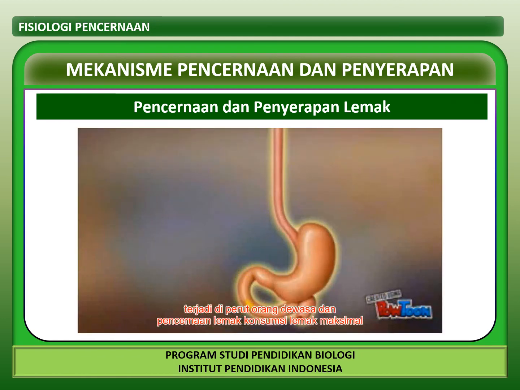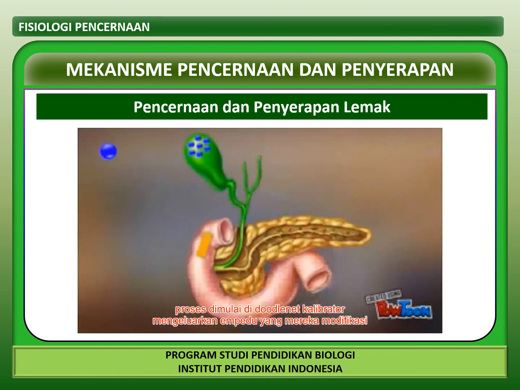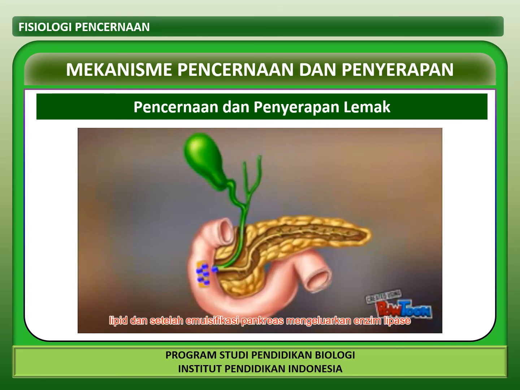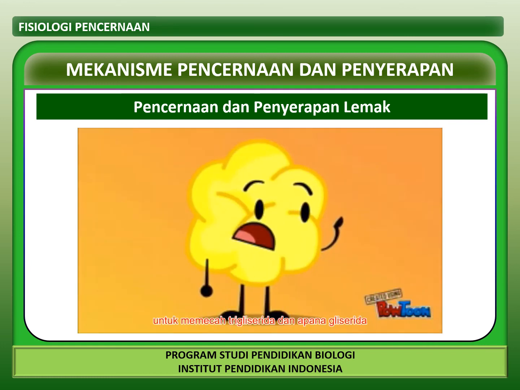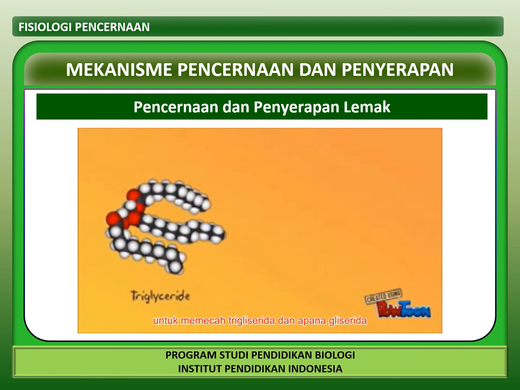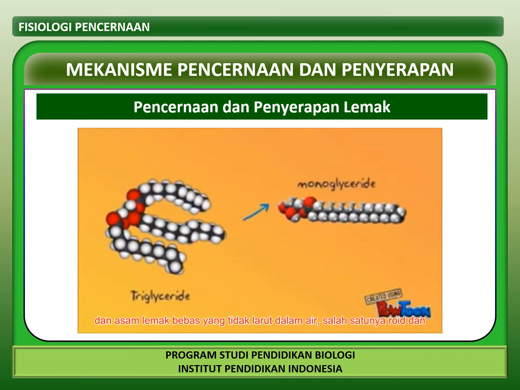The maximal fat digestion process starts in the duodenum. The gallbladder secretes bile to emulsify lipids, and upon emulsification, the pancreas secretes the enzyme lipase to break down the triglycerides into monoglycerides and free fatty acids, which are not soluble in water.